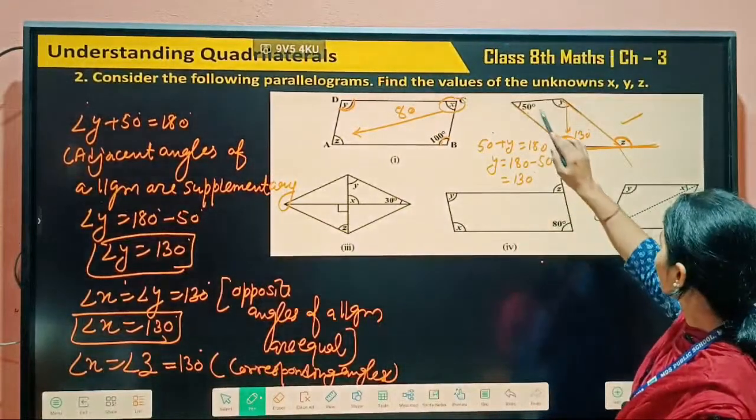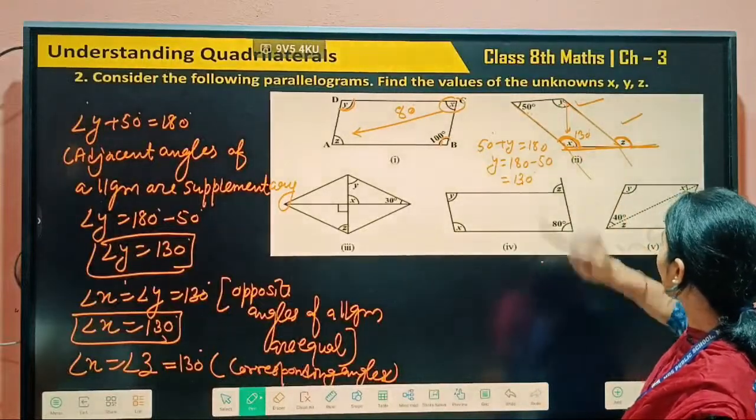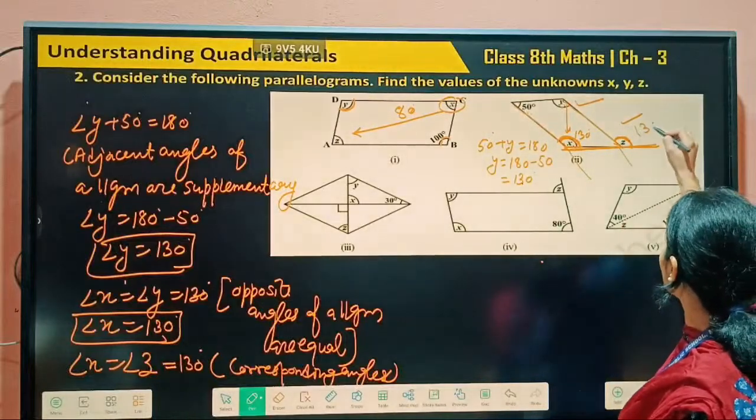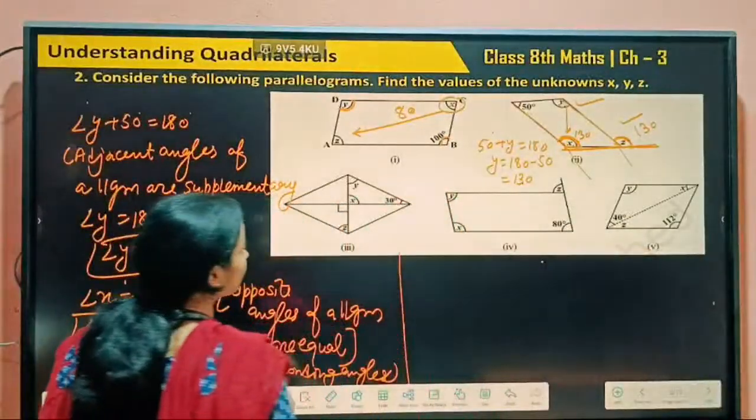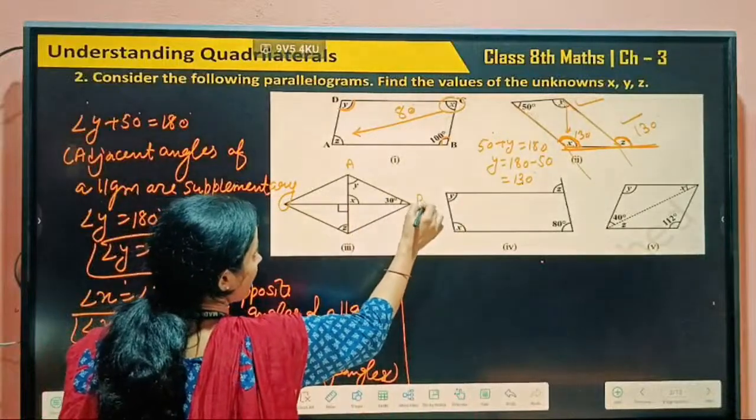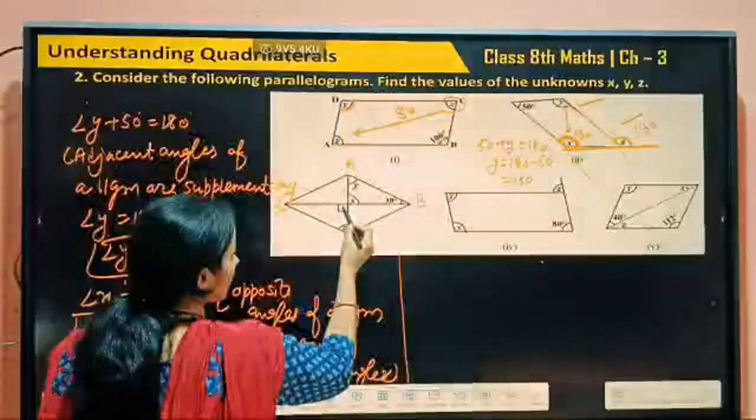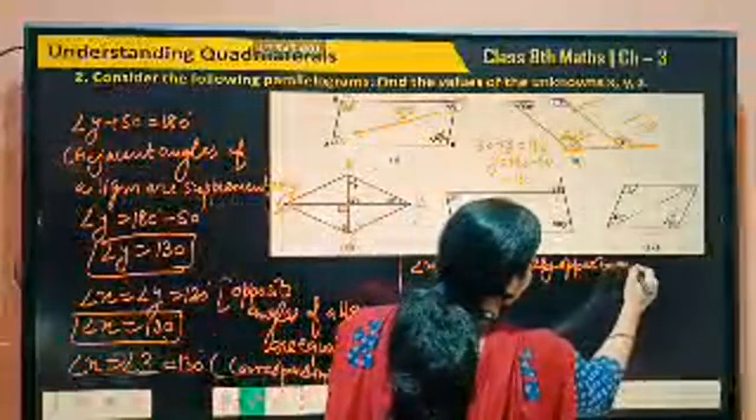See next, third part. In second part, we have done 50 plus y equals 180 degree. From there, y equals 130. Y is opposite of angle x, so x is also 130. X and z are corresponding angles, so this z is also 130 degree. Now see third part. In this parallelogram, let us write its name, A, B, C, and D. This angle is 90 degree because these are vertically opposite angles. Vertically opposite angles are equal.